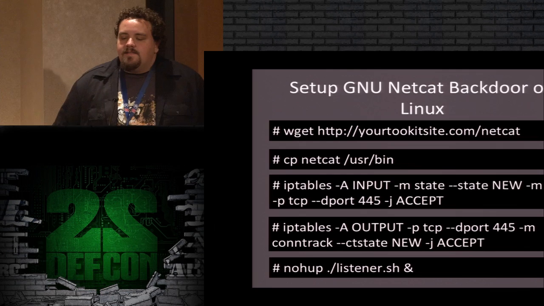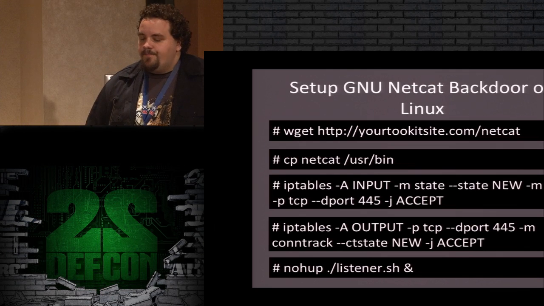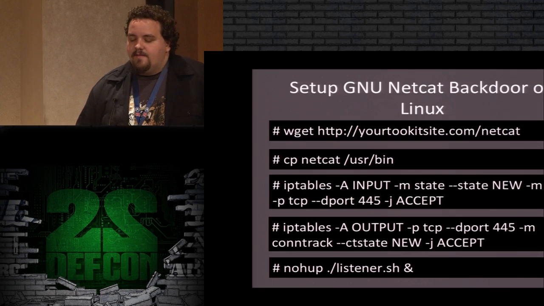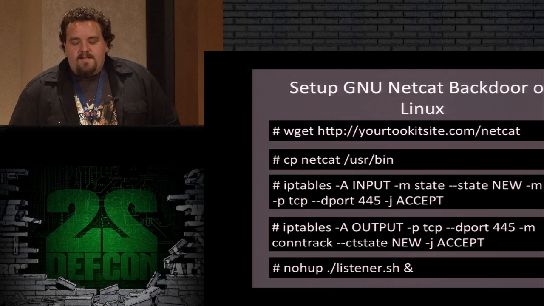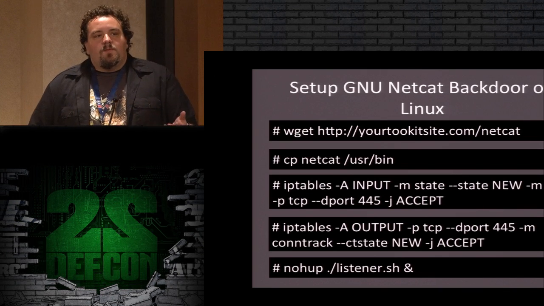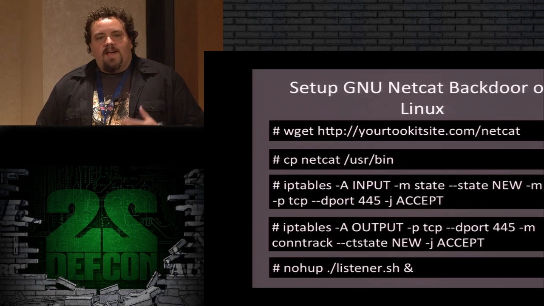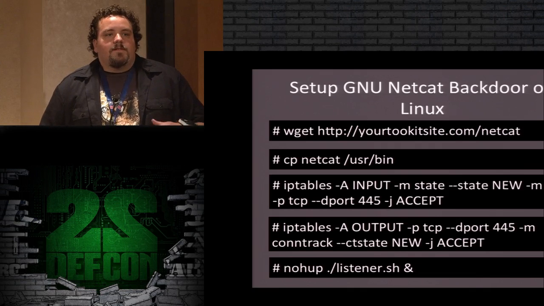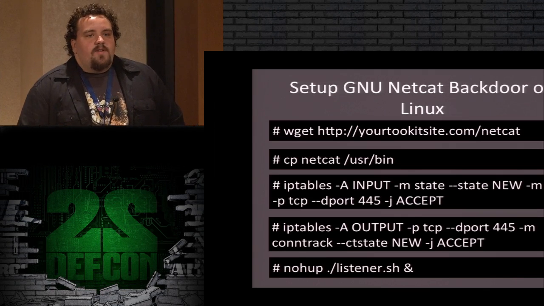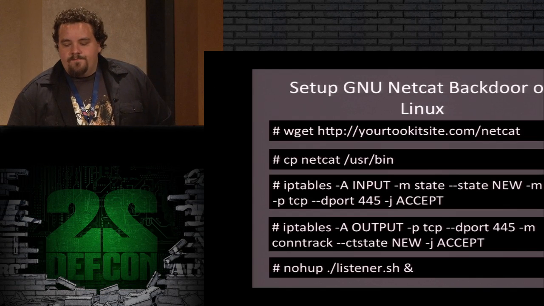And then again, here is the netcat backdoor on Linux setup. So you can use wget to get your netcat, copy it into the user bin so it's in path, set up the IP tables. And the critical thing here is you want to nohup the listener because we want to disconnect the command line user from the process. So when they exit their terminal and they go and do something else or they log in a different machine, we can still get to that process, and that process isn't owned by that user.